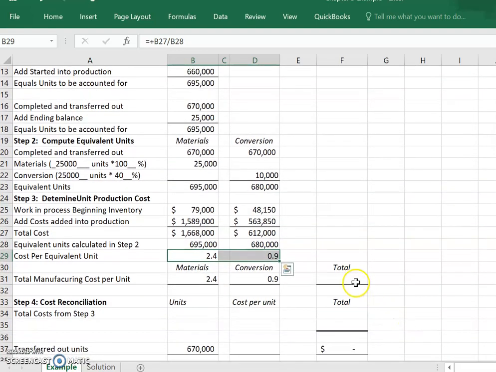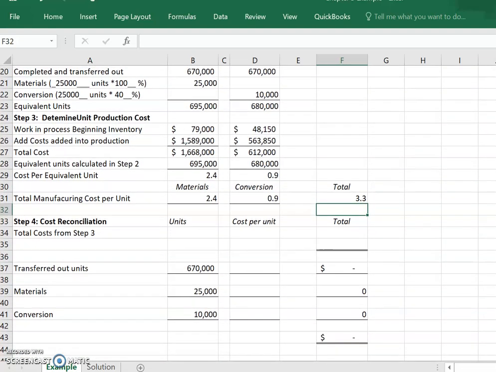Our next step is to find out that total cost. I can just add these numbers together. This will be helpful for the problems coming up. The next part of your homework wants you to assign those costs. What is our cost in our transferred out? What is our cost in our ending inventory? So basically, they want you to do this step 4.